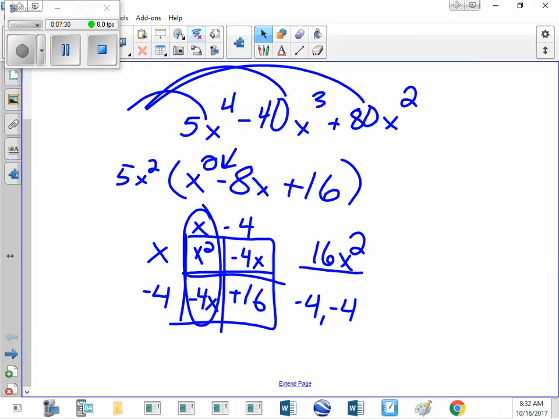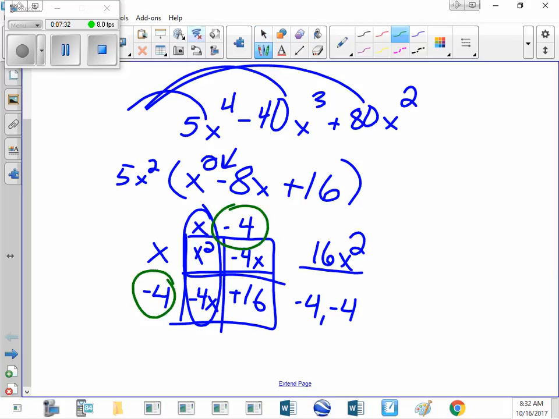And then I just double check. Is negative 4 times negative 4 positive 16? Yes. So my factors are 5x squared times x minus 4 times x minus 4. And the answer in the book would probably be 5x squared times x minus 4 squared. Now, if you write them both out, that's totally fine, but the book will probably put them together and square them. Okay?